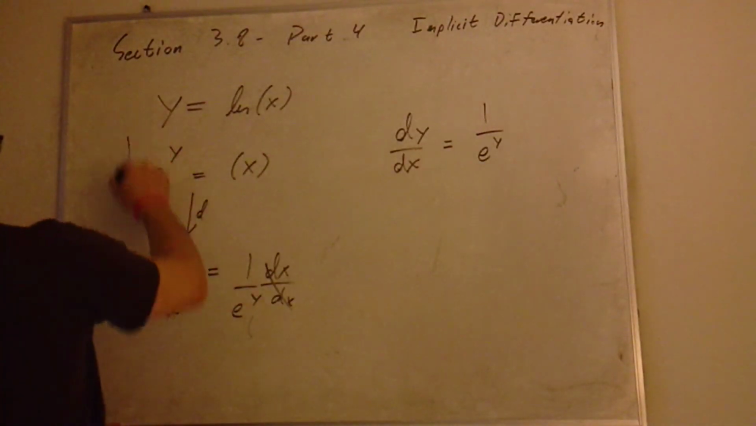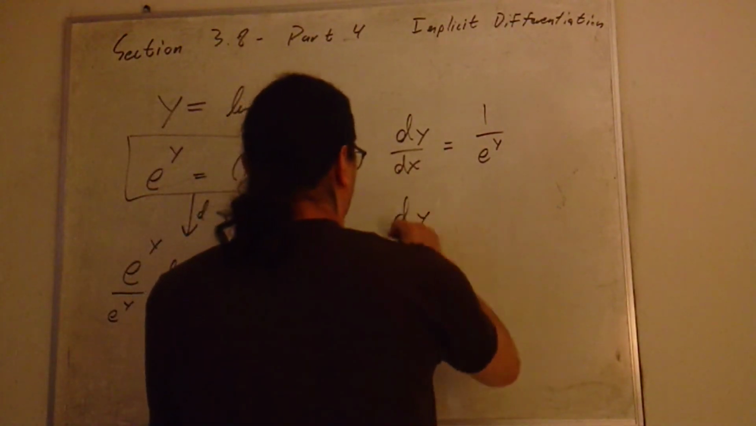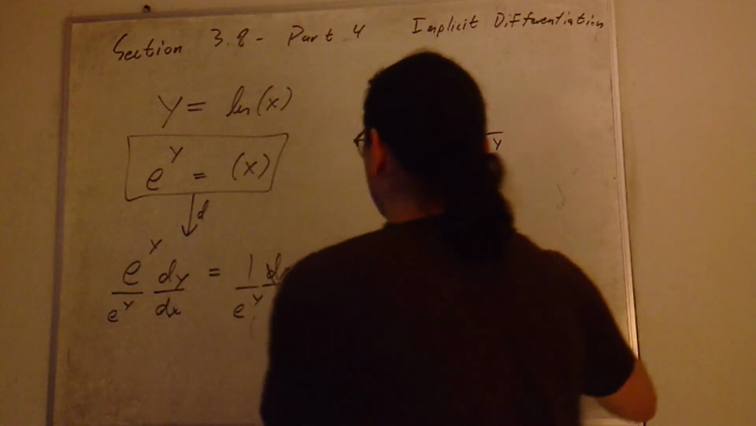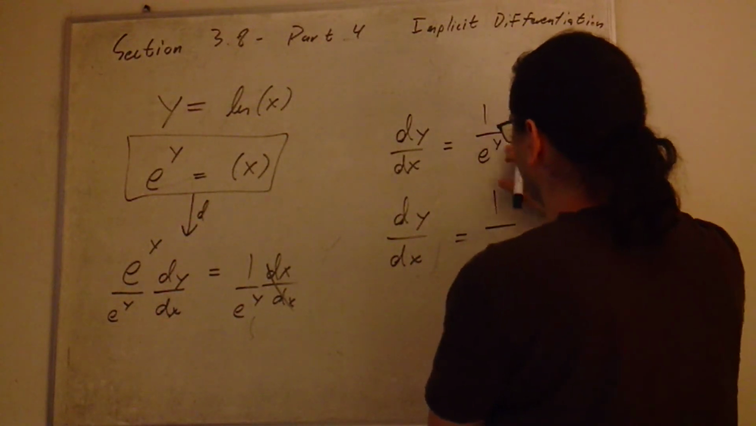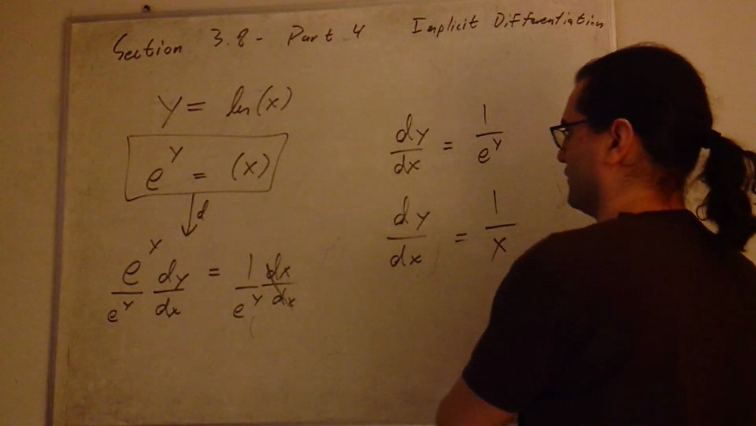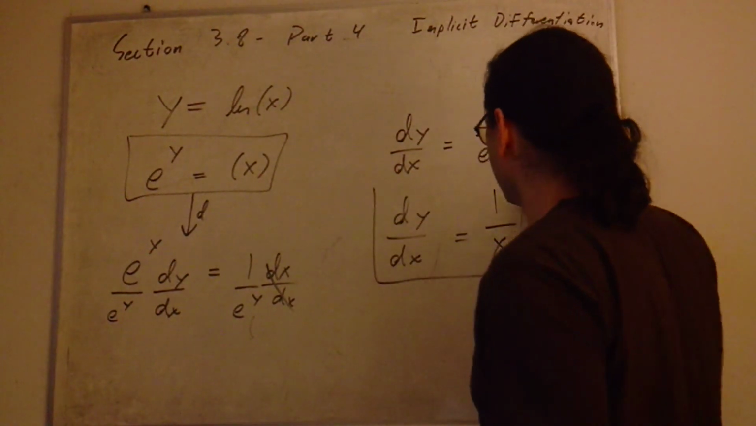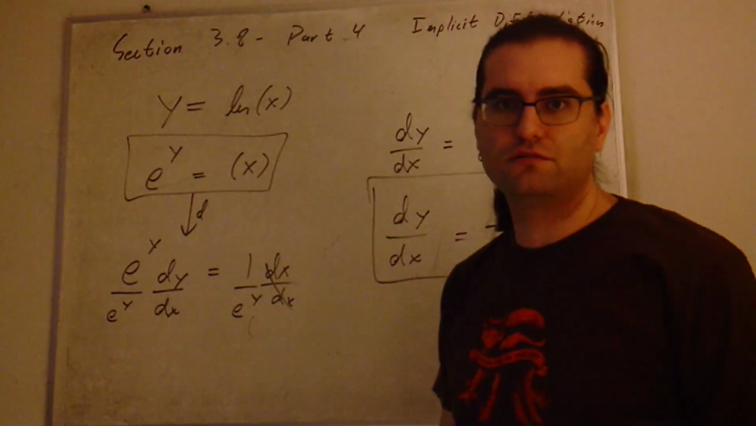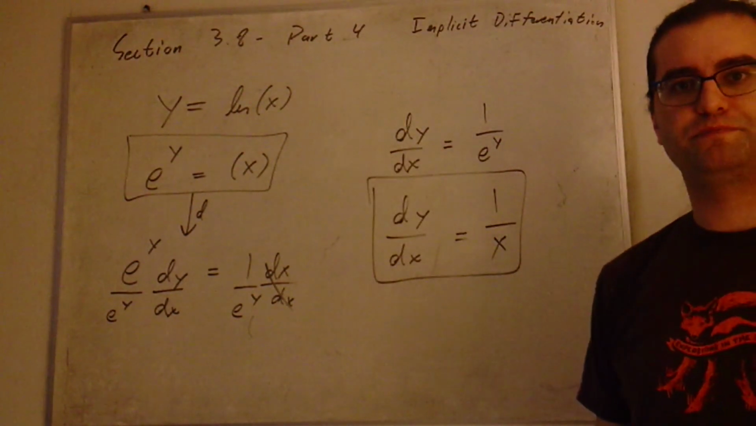Fortunately, we have a very clear relationship with which to do that. So dy over dx equals, instead of calling this 1 over e to the y, I'm going to call it 1 over x, since that's what e to the y is equal to. And this is the analytical derivation of derivatives of natural logs.